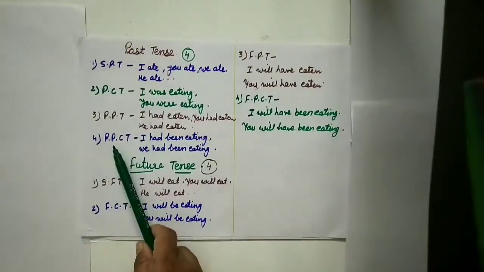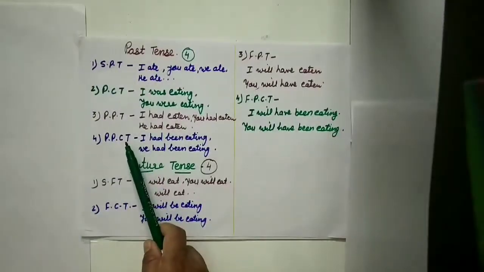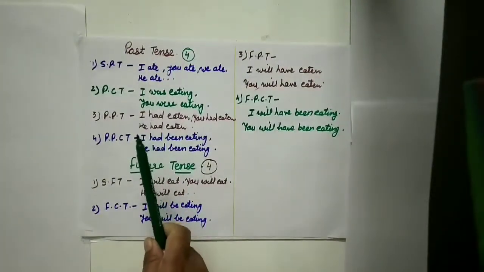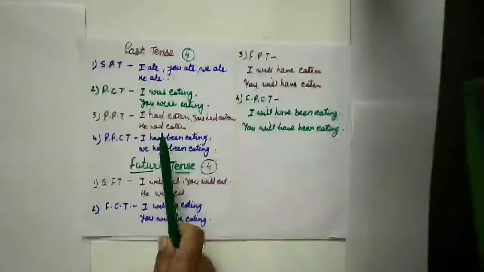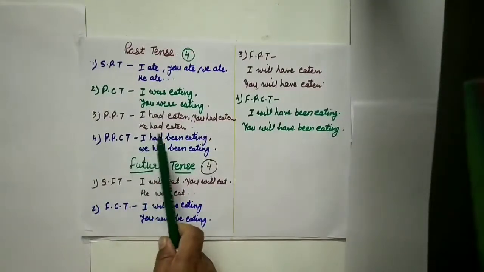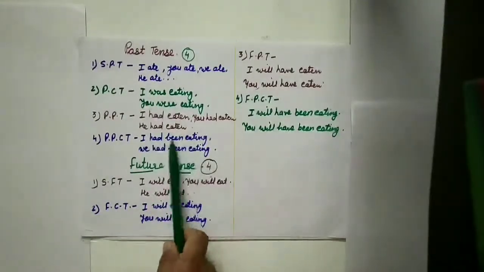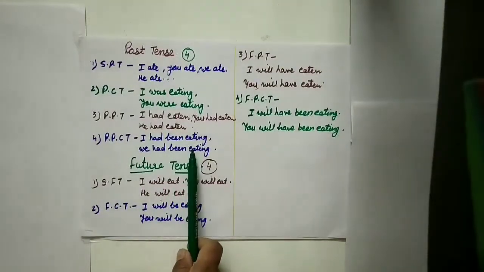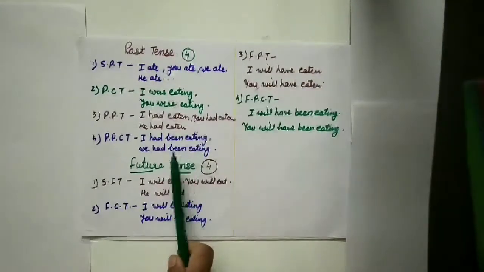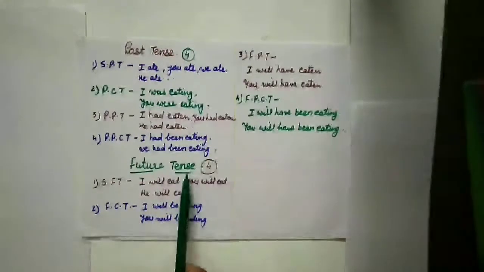Now past perfect continuous tense. It is used for an action that began before a certain point in the past and continued up to that time. It is continuing. Okay. For example, I had been eating, we had been eating. Okay. Now we'll see the third tense, that is the future tense.